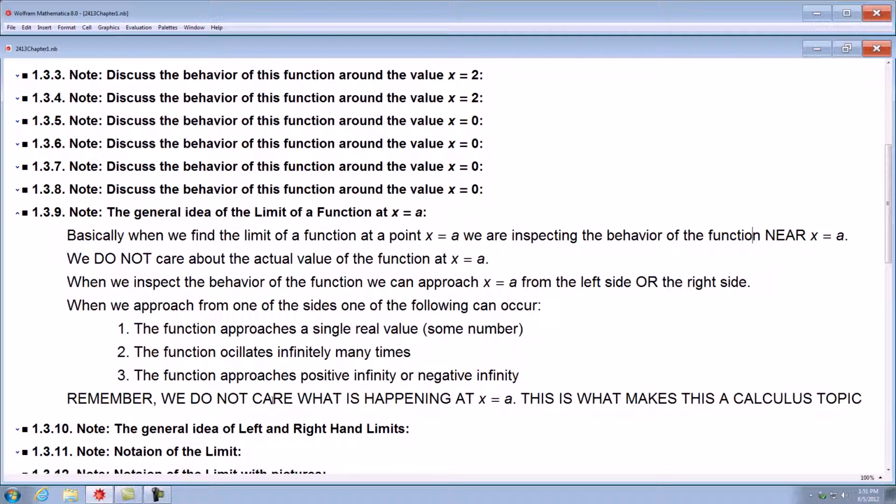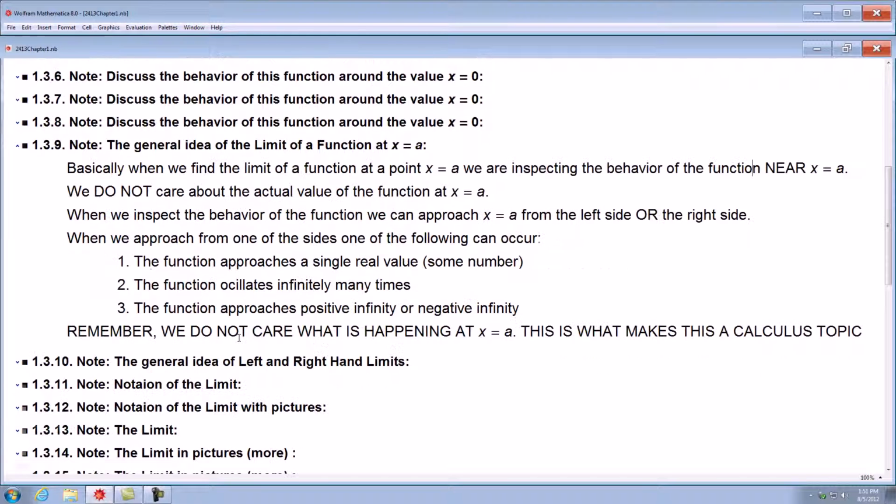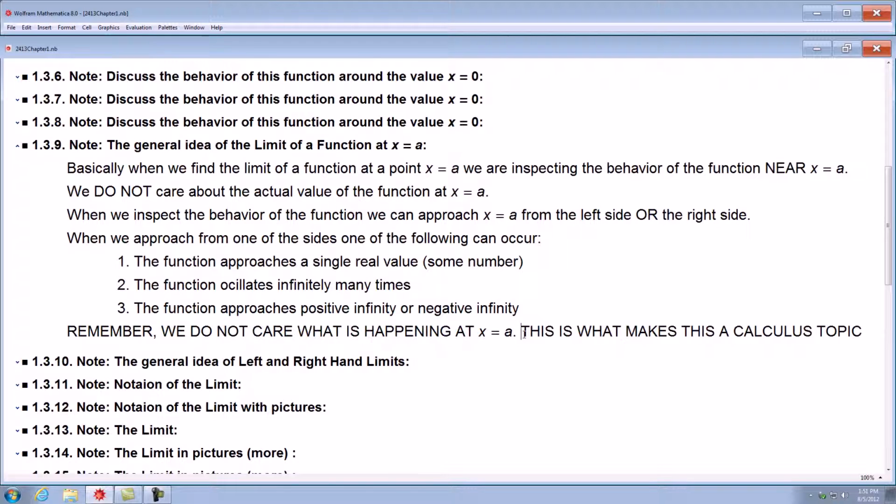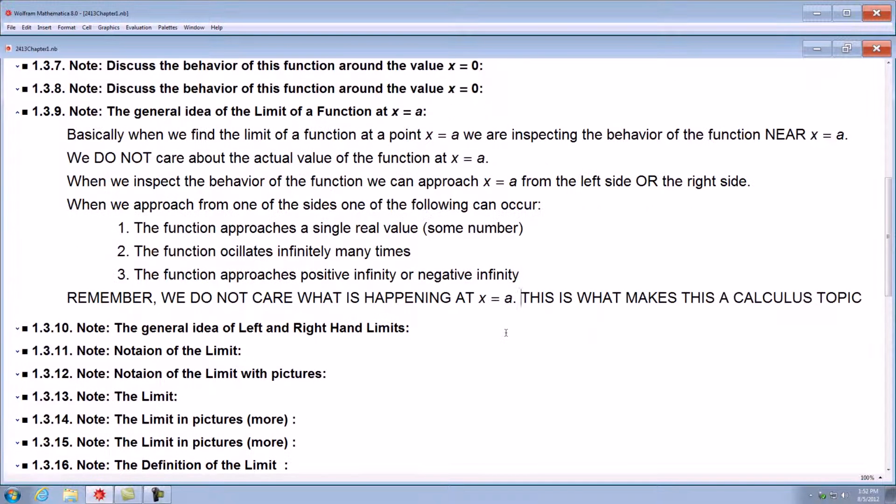Alright, so those are the three things that can happen. Remember, I can't stress this enough, we do not care what's happening at the value of the function itself. When we are talking about a limit, we do not care. And this is what makes this a calculus topic. In college algebra, we could evaluate a function at a point and just figure out whatever the value is. Here, with limits, we don't care about that. I mean, we do, but it's not what we're focusing on. Okay, next note.